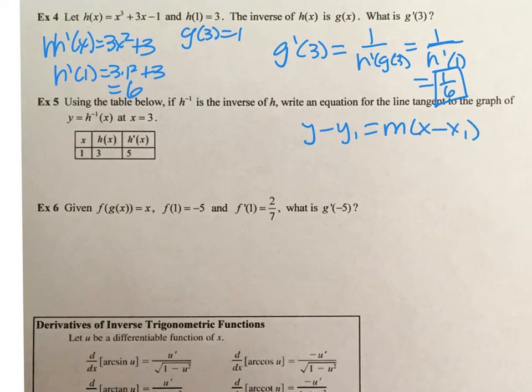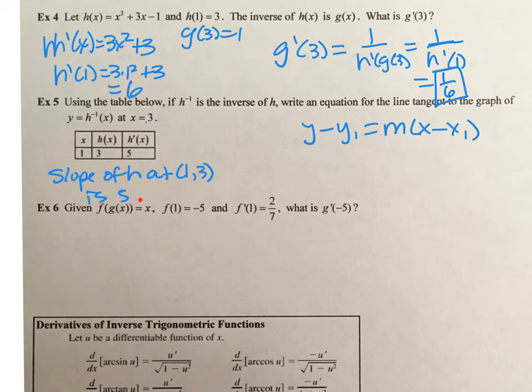Okay, so now let's interpret what this table means here. We have x is 1, h of x is 3, and h prime of x equals 5. So let's summarize what that means. What this table tells us is that the slope of h at the point 1, 3 is 5. Remember, h prime of x is the function that gives you the slope of the tangent line, so h prime of 1 would be equal to 5. So the slope of h at 1, 3 is 5.